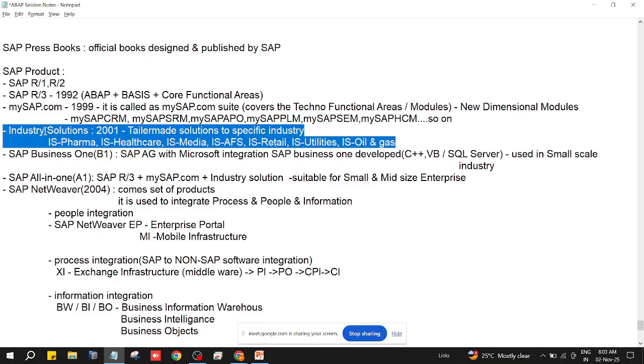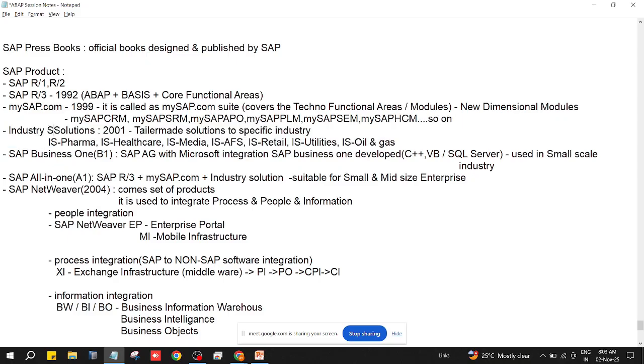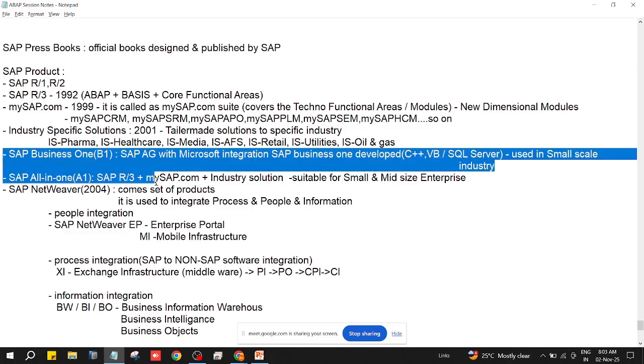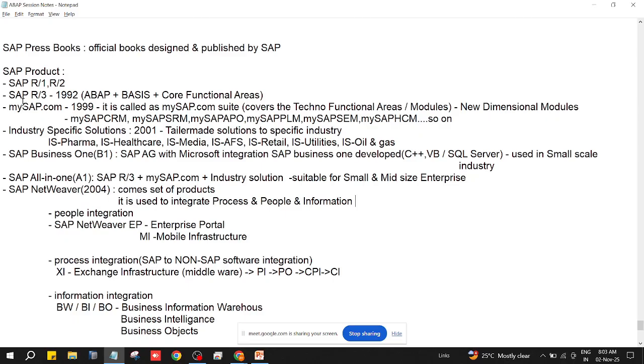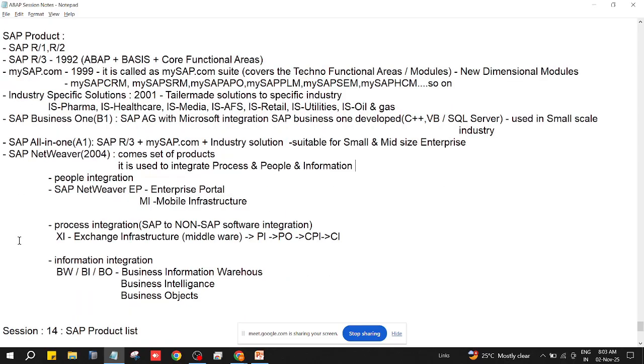This is called industry-specific solutions, also IS solutions. That's why everything begins with IS, capital IS, industry solution: healthcare, media, etc. So many industries are covered. Then B1, A1 is a solution for small and mid-sized companies, mid-level companies. After that, SAP realized it had to extend, as technological changes came.